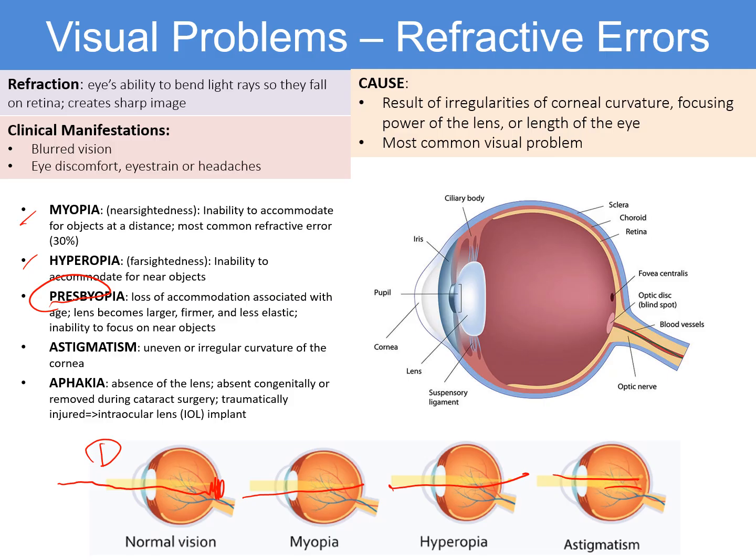Okay, astigmatism is when the cornea is curved irregularly or uneven. And then we have aphakia. That is the absence of the actual lens itself. So that can be due to some kind of congenital anomaly. Maybe they weren't born with a lens, or if they have to remove the lens during like cataract surgery, something like that.